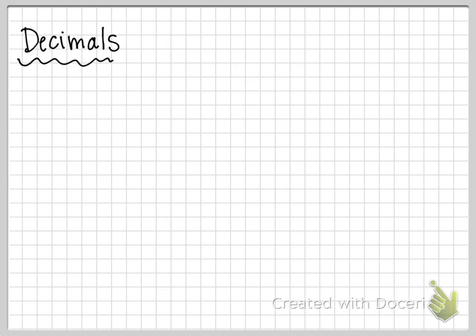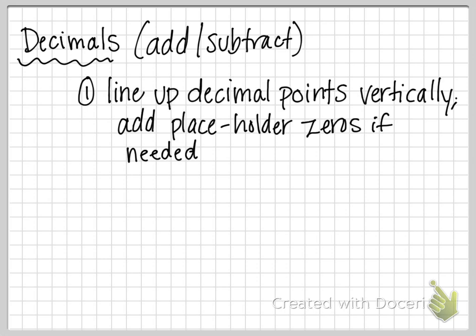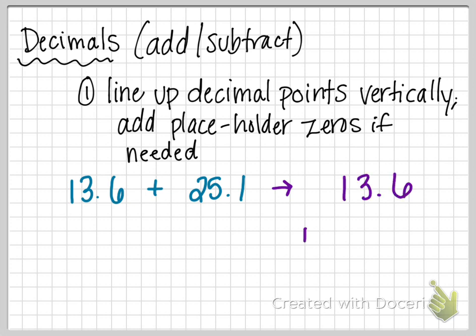To add and subtract decimals, here are our steps. Number 1, line up the decimal points vertically. So up and down, make sure the decimal points are lined up, one on top of the other. And then add placeholder zeros if needed so that you don't get thrown off in terms of what you're adding and subtracting. For example, if these were our decimals, we would want to line these up with the decimals on top of one another. 13.6, be careful of your operation. This is addition, plus 25.1.